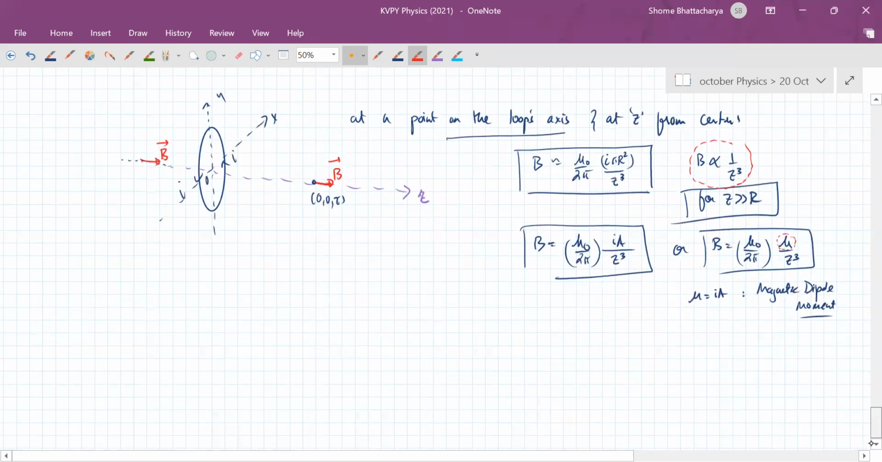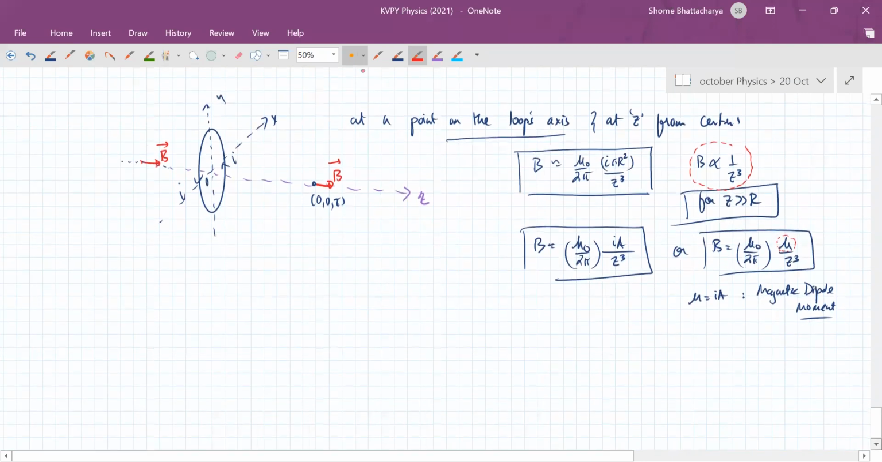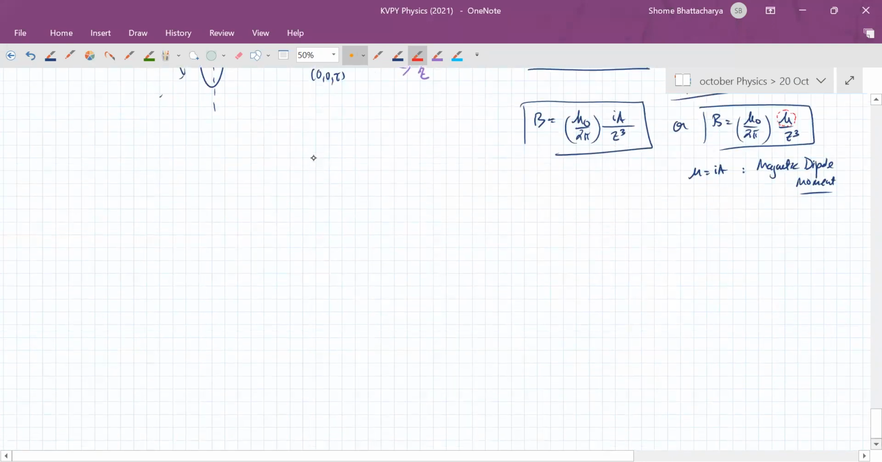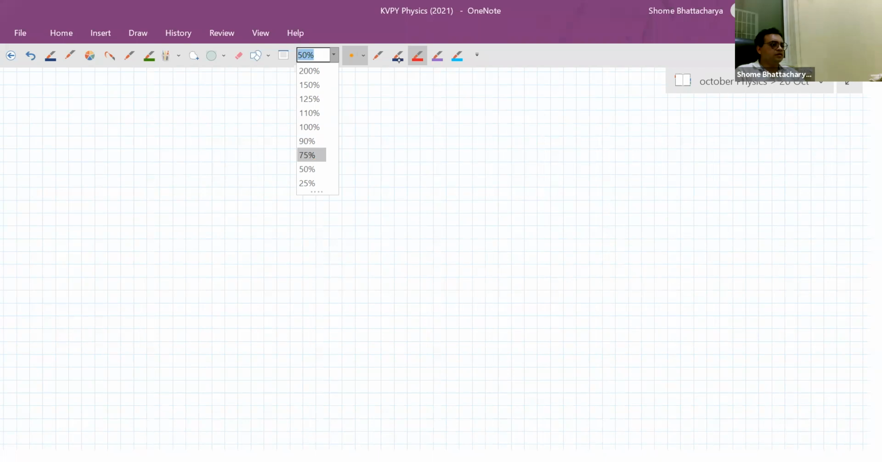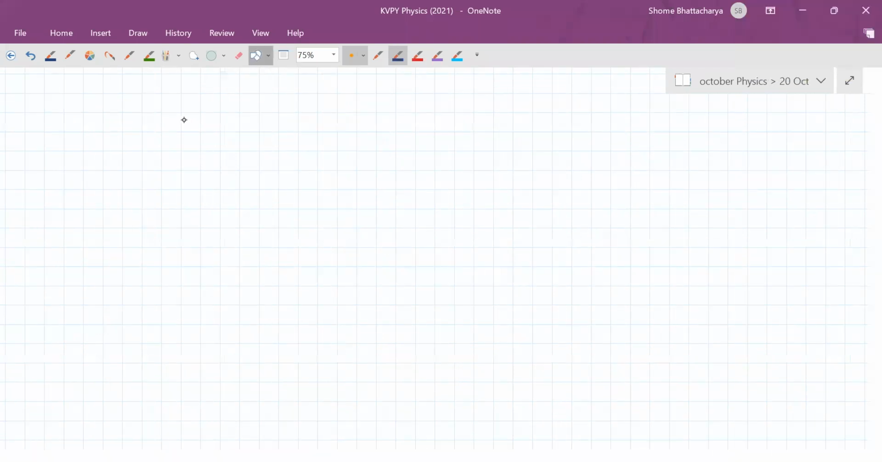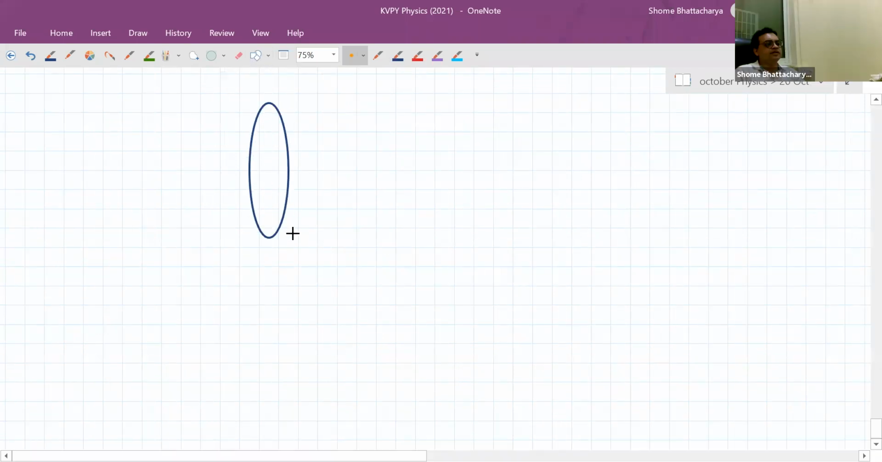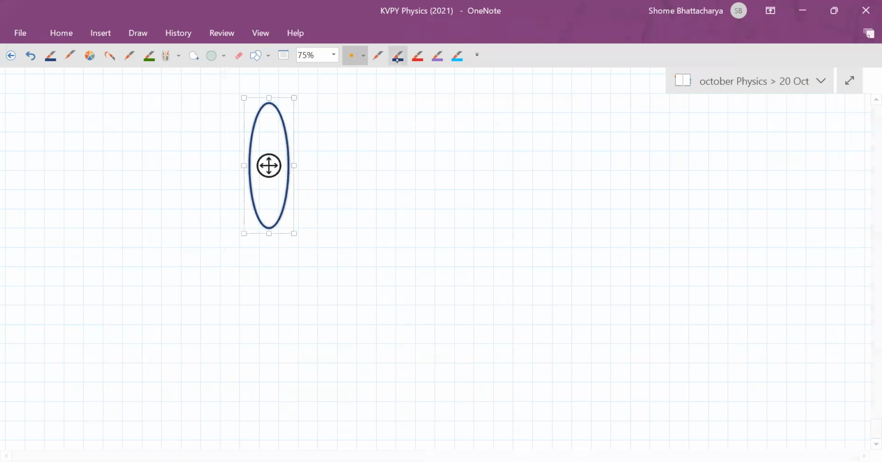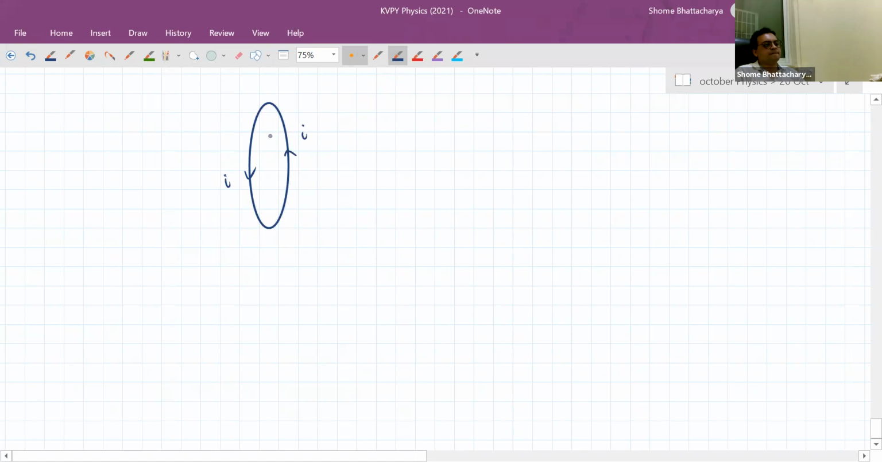So when z is far greater than r, the magnetic field will be really weak, right? So when z is tending to infinity, magnetic field is tending to 0. That is clear, no? Okay.